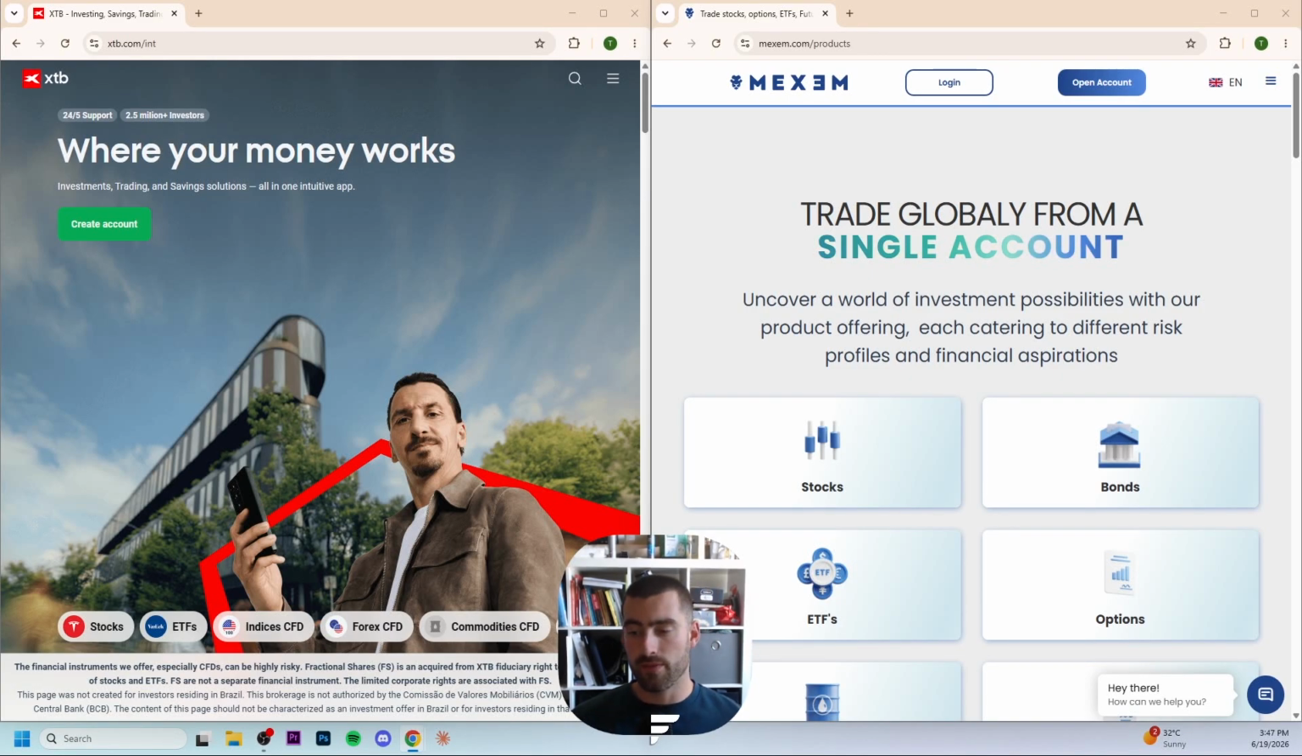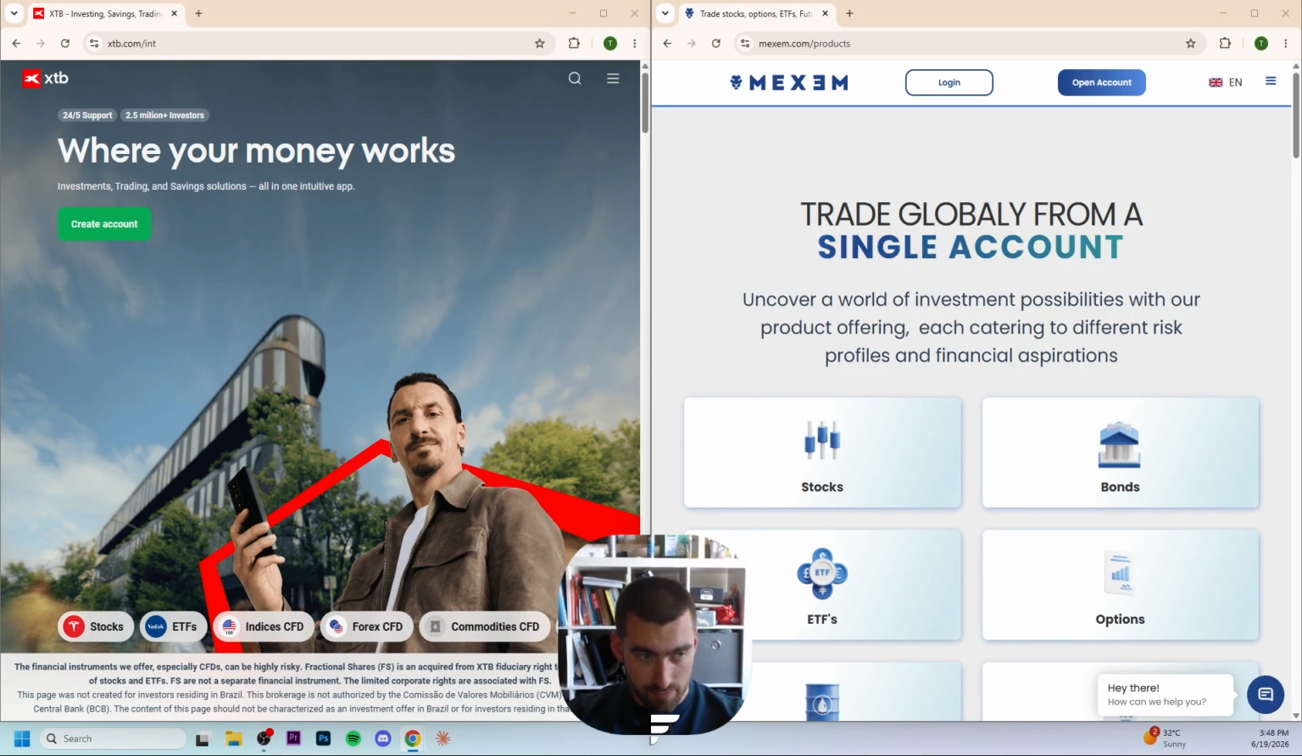So let's start right here with XTB on the left. The main focus on XTB is that XTB is a CFD and stock investing platform. And MEXEM is a global investing platform powered by interactive brokers infrastructure. XTB is the best for active traders and CFD users, and MEXEM is the best for active investors and global market traders. The trading tools on XTB are advanced charting, CFDs, stock and ETFs, and on MEXEM are the trading tools stocks, ETFs, options, futures, bonds and global market access.